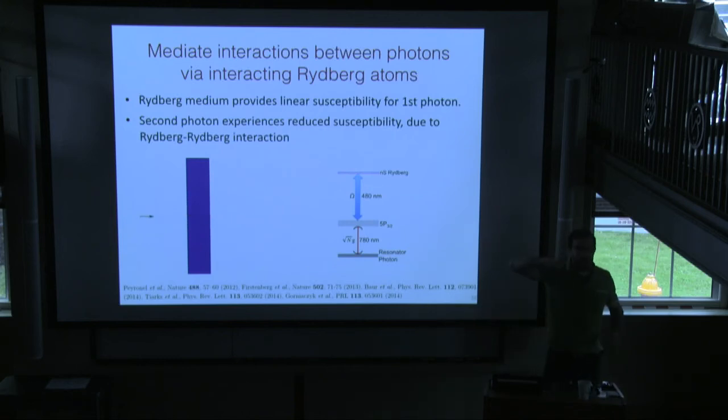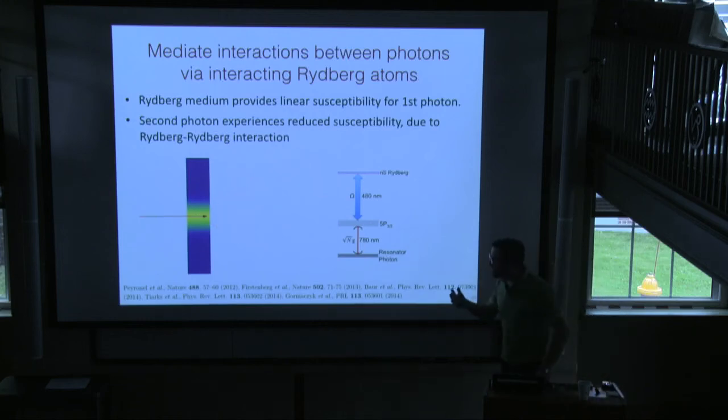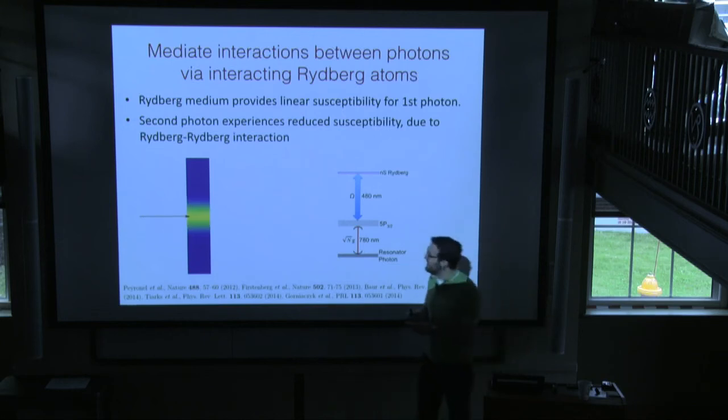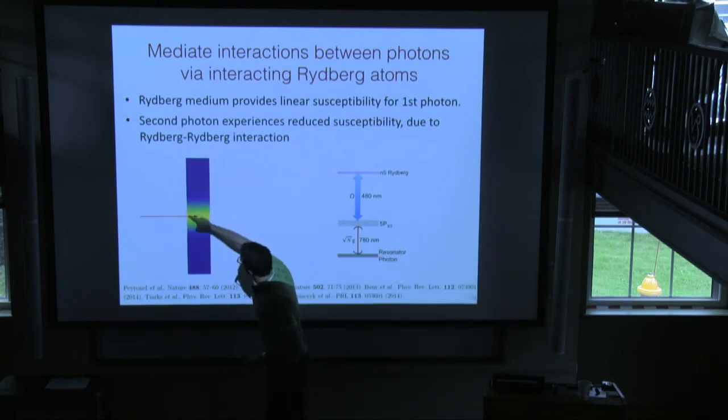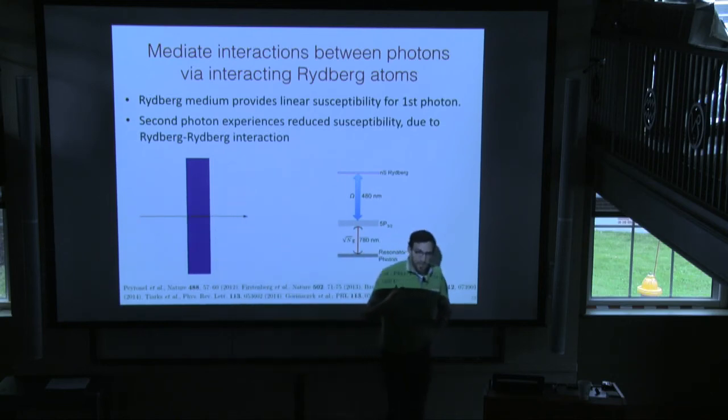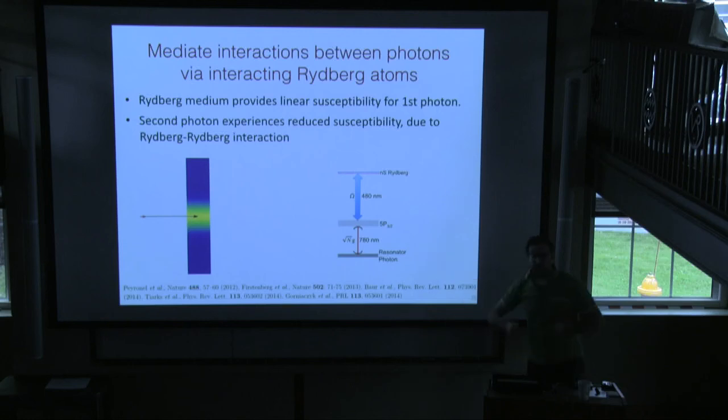Yeah? So the game here is to create a situation where when the first photon goes into the medium, it excites an electron up to, say, a very highly excited state. In our case, we're going to go to N equals 100. Okay? And what that will do is basically create an electronic orbital in here which is in the neighborhood of a wavelength across. And so what that means is when a second photon tries to go in and get absorbed by those atoms, the atoms can't absorb it because of the interactions between the electrons.